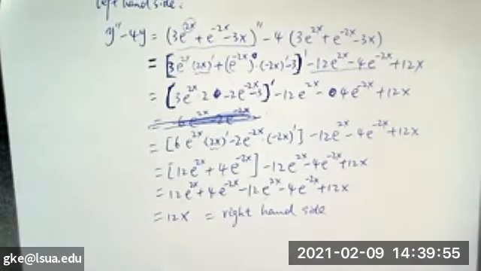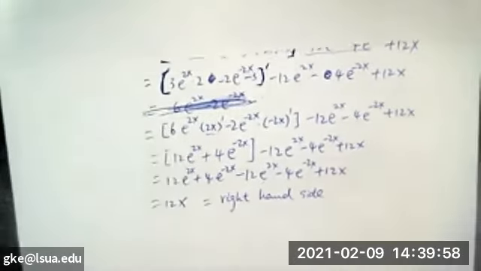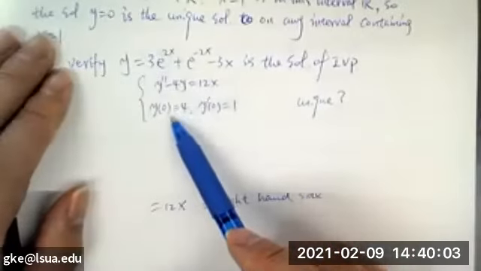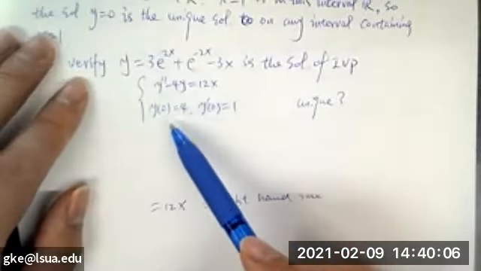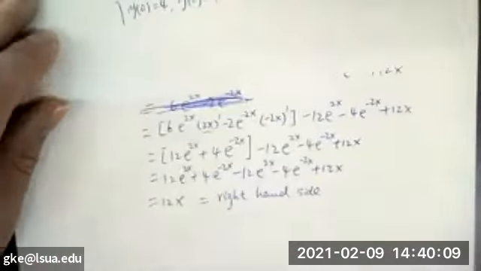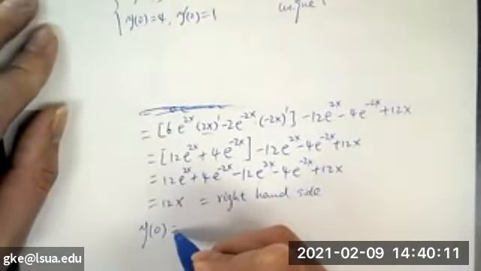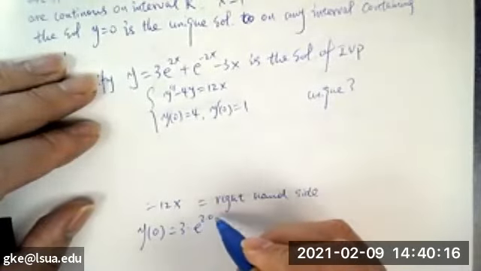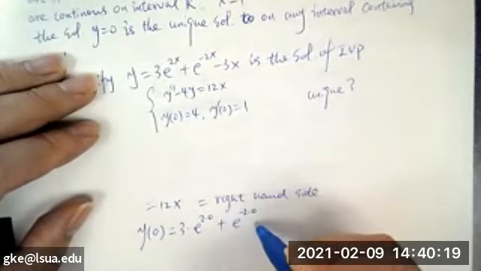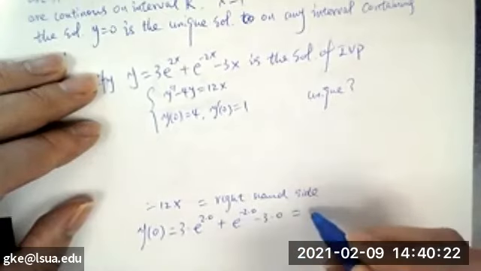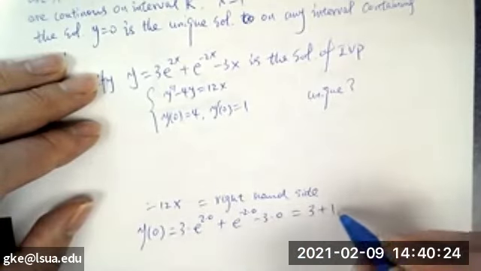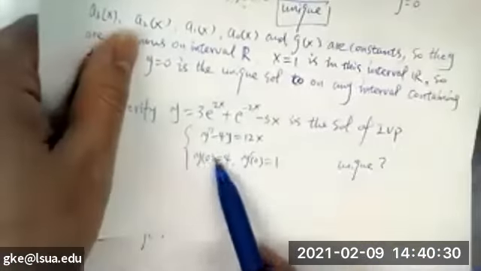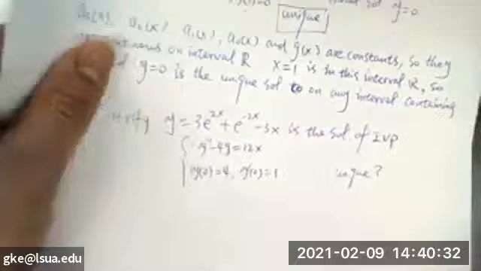Okay. Now we're going to check the initial condition. The first initial condition is very straightforward. It's y(0) equals 4. That means when x equals 0, y equals 4, right? So let's check it. Plugging in 0, we have 3e^(2·0) plus 1, which is 4, right? That's exactly equal to this one. So that initial condition is satisfied.